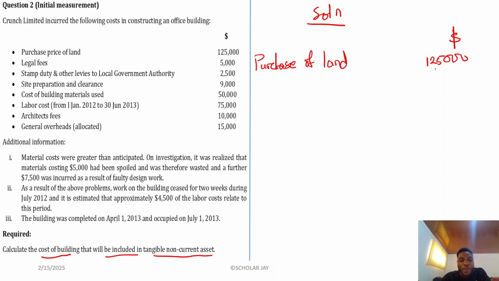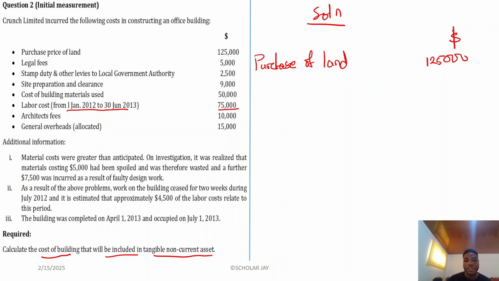The building was completed on April 1, 2013 and occupied on July 1, 2013. Now we look at the labor cost here. They said the labor cost is from 1st January 2012 to 30th June 2013. What it means is that this 75,000 includes everything they've spoken about here. So if the building was completed on 1st April 2013, it means that the remaining 3 months here, so April, May, June, shouldn't have been part of the cost of the asset. So it means that we have to prorate the cost of the asset. Is that not it? So that we will know how much was actually incurred, what was directly incurred as cost of the asset or during the construction of the office building.